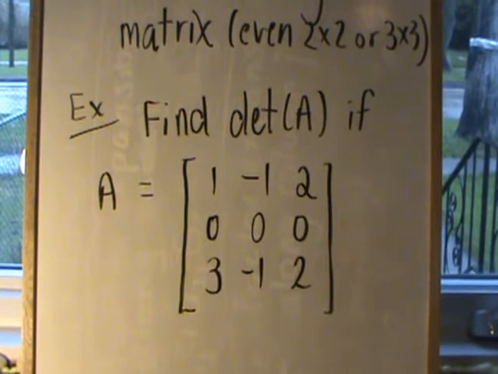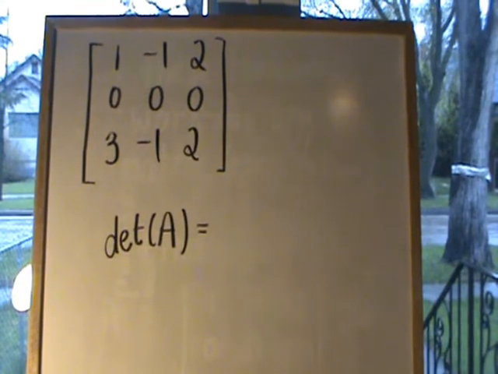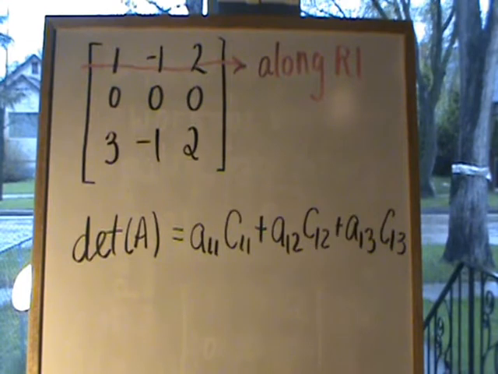So what we're going to do next is an example for a 3x3 matrix, and we are going to use those formulas that we saw. What we're going to do first is take this 3x3 matrix and do an expansion along row number 1. And then I jotted down the formula here. So we have a11 times the corresponding cofactor c11 plus a12 times its cofactor plus a13 times its cofactor.